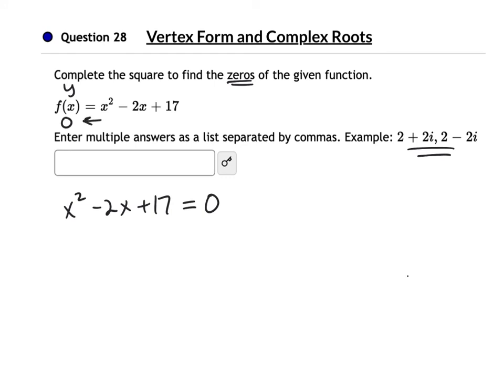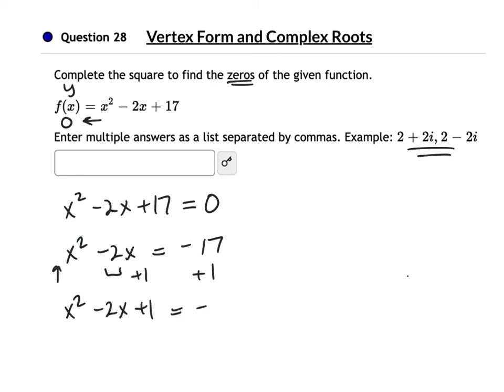Let's solve this by completing the square. X squared minus 2x equals negative 17. Make sure the coefficient of the squared term is 1. It is. Take half the coefficient of x. Half of negative 2 is negative 1. Square it. Negative 1 times negative 1 is positive 1. And add 1 to both sides. That's x squared minus 2x plus 1 equals negative 16. This is (x minus 1) squared equals negative 16.